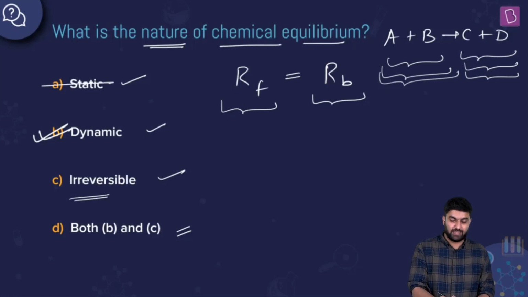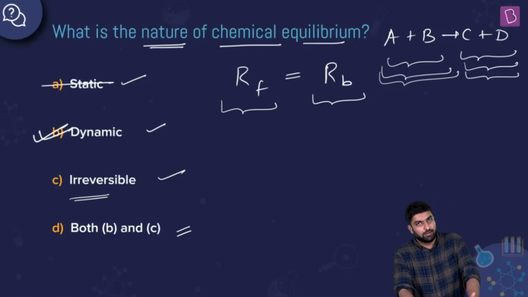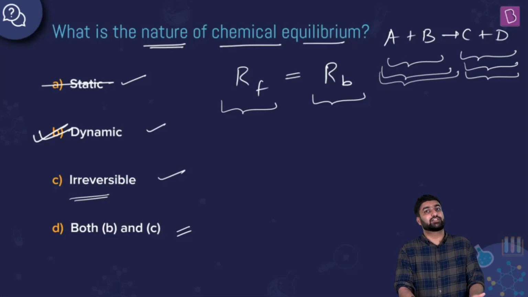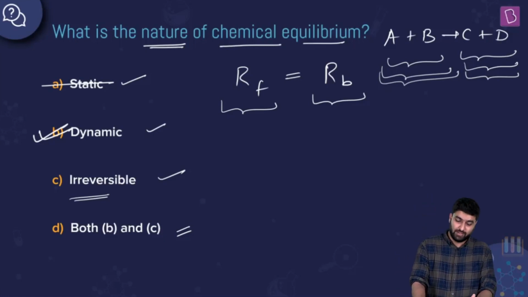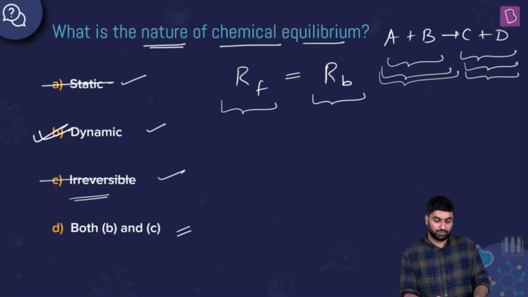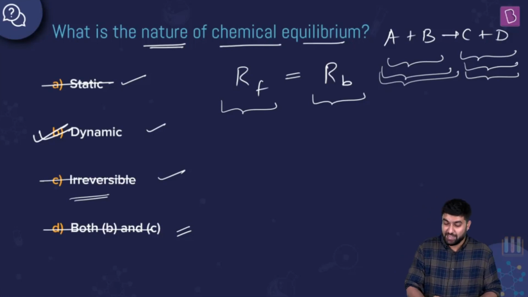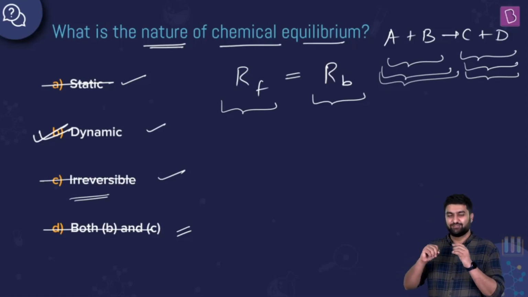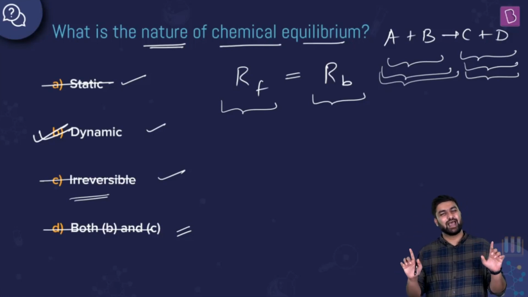With that, option A is not true because option A means no reaction is happening. No, that is not true. In chemical equilibrium, reactions do happen, just that two opposite reactions happen which counter each other's effect out, right? Irreversible is also not true. And since B is only true, B and C are not true, so D option is also incorrect. And with that, we have option B for Bombay, as our correct response.